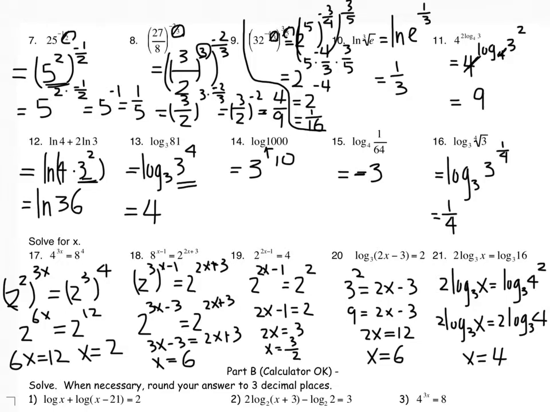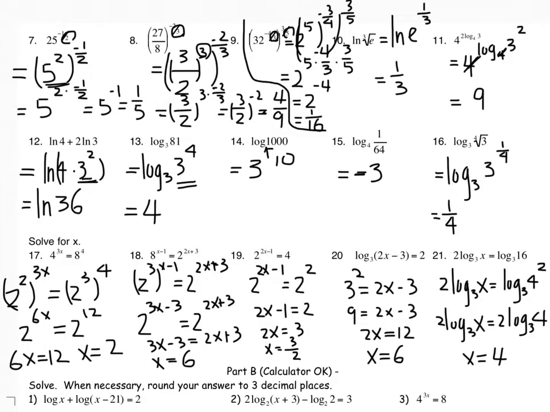Number 16. So again, the argument is the 4th root of 3. The 4th root of 3 means I'm looking for the 4th root. So the rational exponent form would be 3 raised to the 1/4 power. So the final answer for number 16 is 1/4.